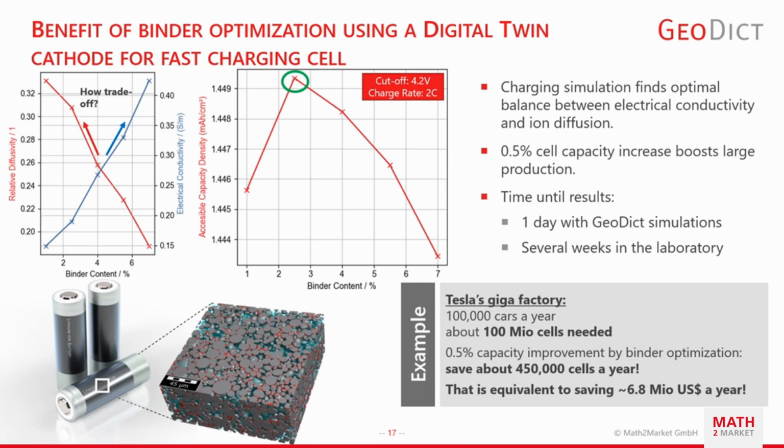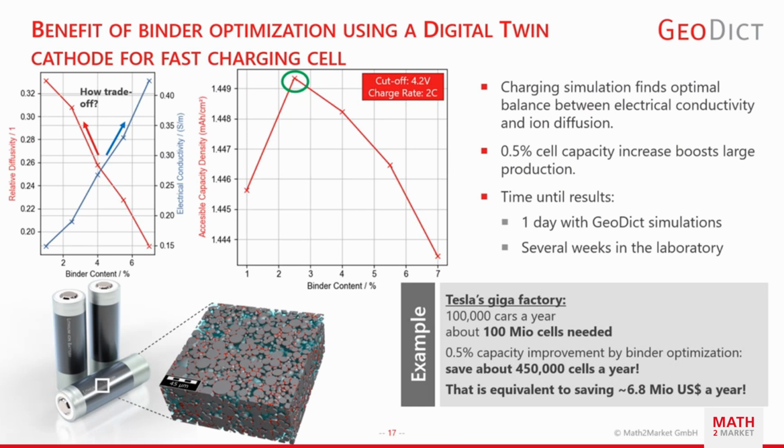But if you think of a large battery factory, for example, Tesla has the Gigafactory close to Berlin, and there they produce 100,000 electrical vehicles a year, and they need about 100 million cells for all these electrical vehicles. And when a single cell has 0.5% more capacity because the microstructure is improved, then they can save around 450,000 cells a year, and this means you have almost 7 million dollars less to spend. So there's a big potential in this because the scale effect is quite large when you go to production level.